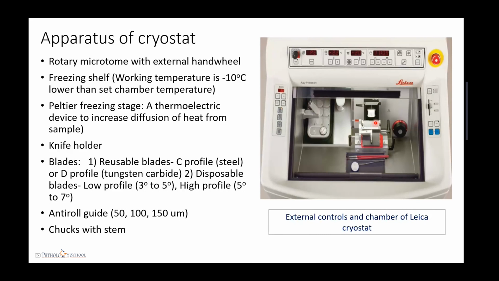One are the reusable blades, which are again of two types, that is C profile, which are made up of steel, and D profile, which are made up of tungsten carbide. Then second type is disposable blades, which again are of two types, that is low profile and high profile. So depending upon the width of the blade, they are like low profile and high profile.